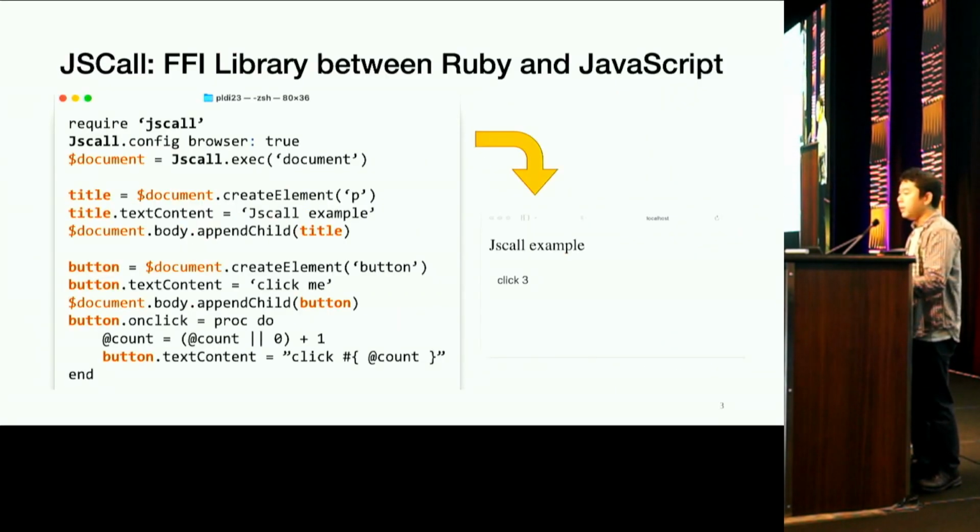So this is a Ruby program. I used JS call, which is an FFI library for Ruby. The range variables hold references to JavaScript objects. They are called through the FFI. For example, in the third line, jscore.exec sends the character string document over HTTP, and it is evaluated as a JavaScript expression on the browser, and a reference remotely pointing to the document object on the browser is returned to Ruby.